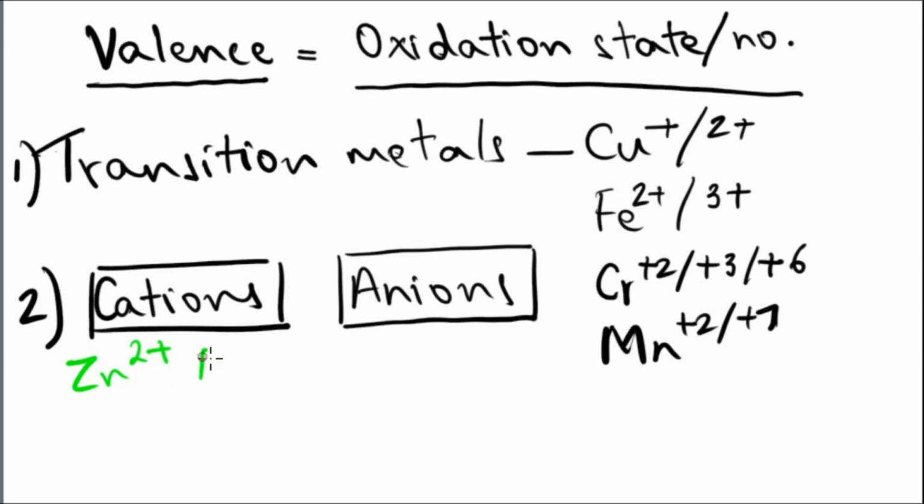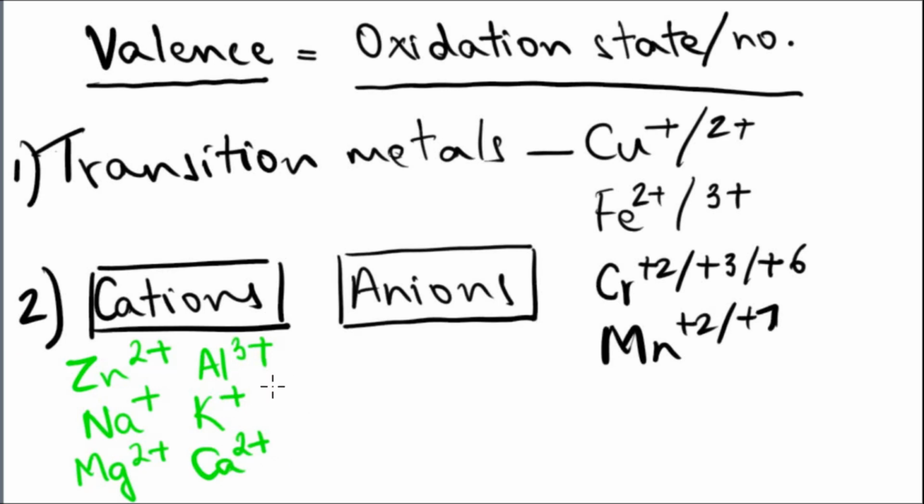So zinc is always +2. Then you have aluminium, which is +3. Sodium and potassium, they're in group 1 of the periodic table, so they're +1. Magnesium, calcium are in group 2, so they're +2. Then you can have silver, Ag +1, gold is also +1, etc. And you can also have hydrogen, the main one, which is +1.